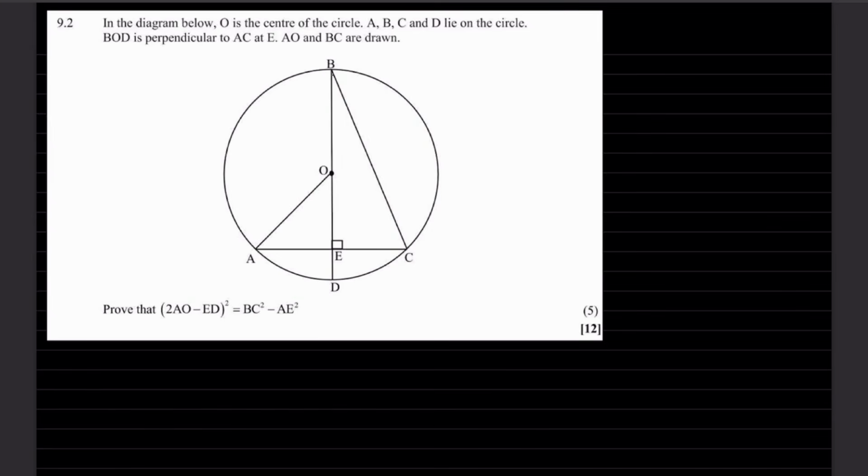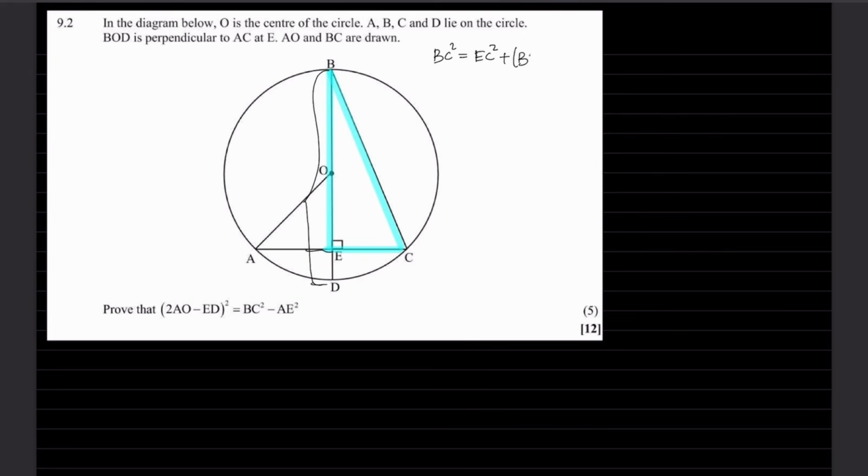All right, so let's start with BC. So this triangle right here. And using the theorem of Pythagoras, we can say that BC squared is equal to EC squared plus BE squared. But instead of BE squared, I'm going to instead write BD minus ED.